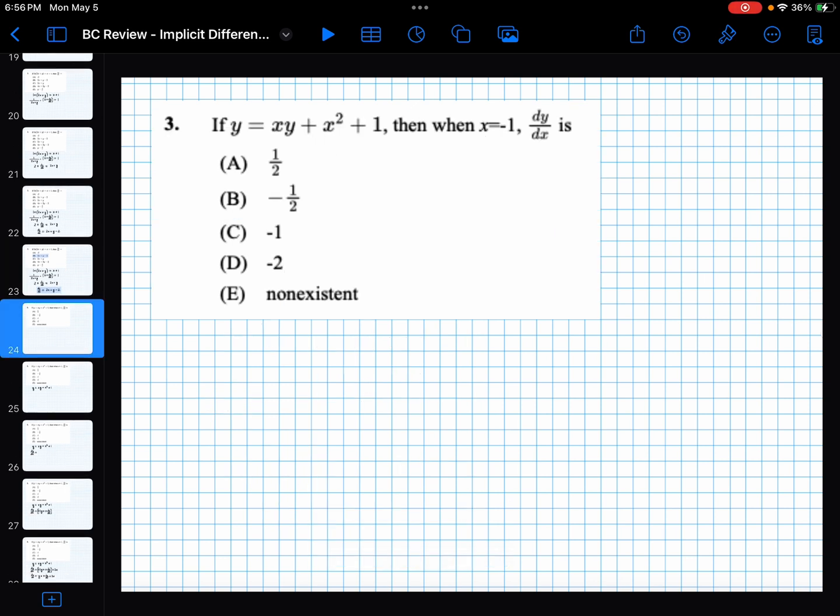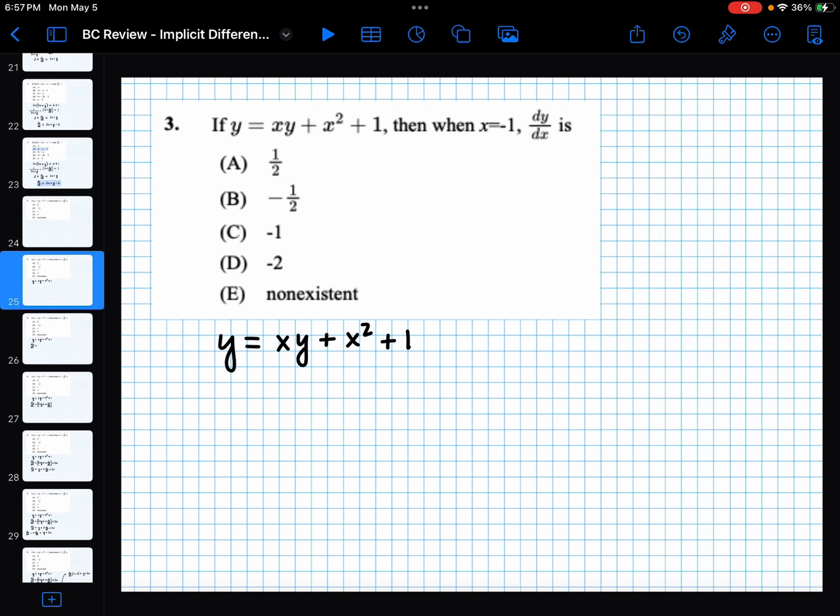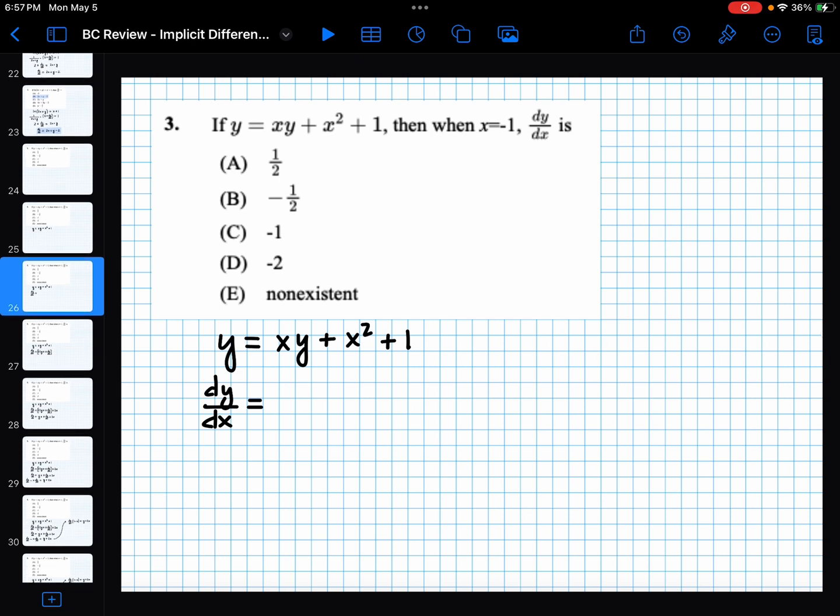Again, implicit differentiation here, but this time they want to know what the derivative is equal to when x is equal to -1. So there's a few things we're going to do here. First, we'll just start off with the regular implicit differentiation. You can see I have x times y, so I'll need the product rule there. So the derivative of y is dy dx. The xy will give me that product rule.